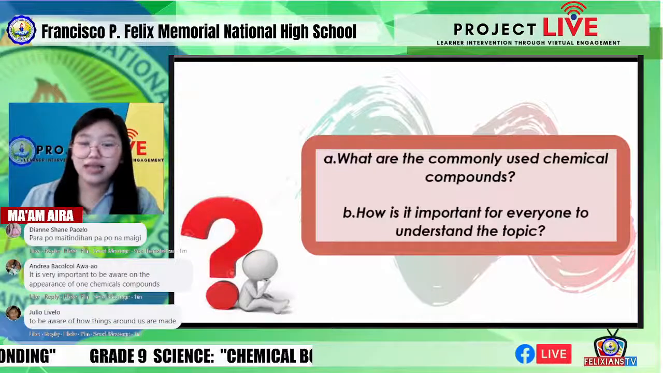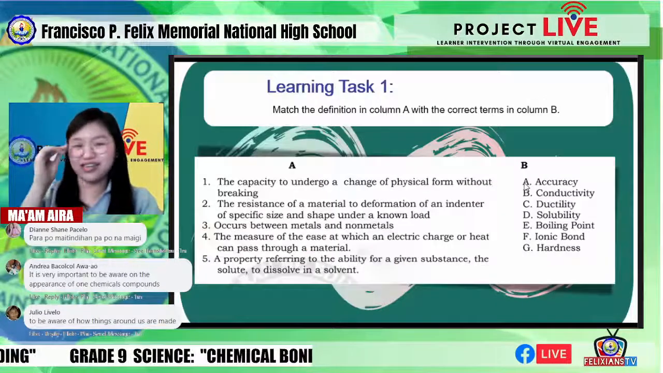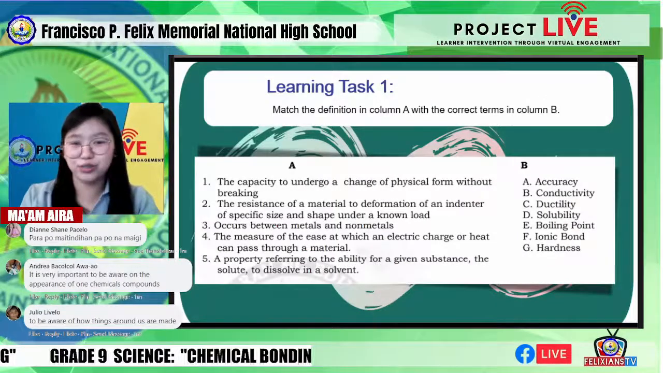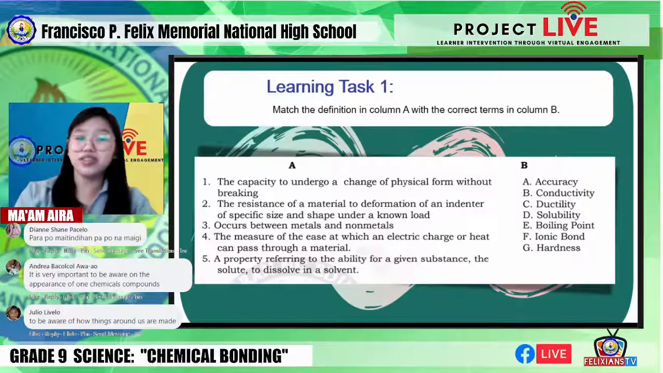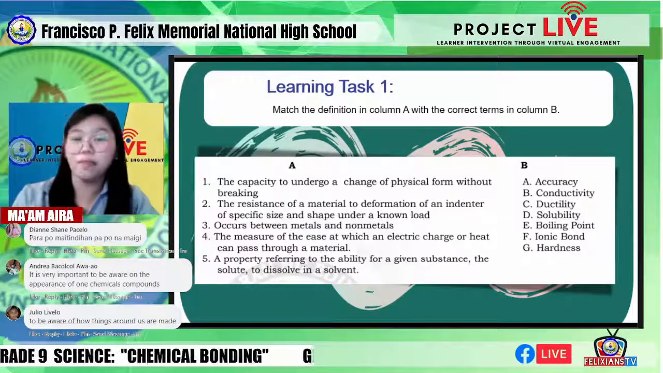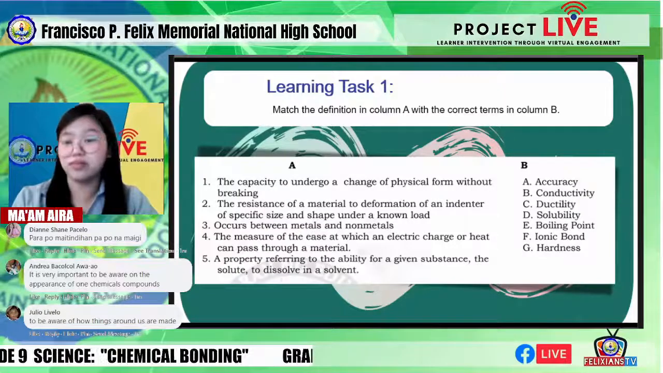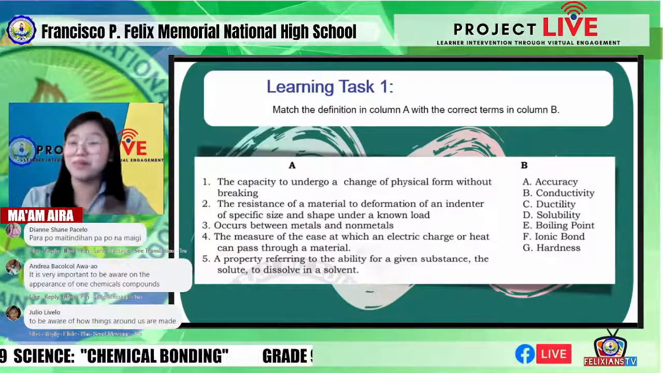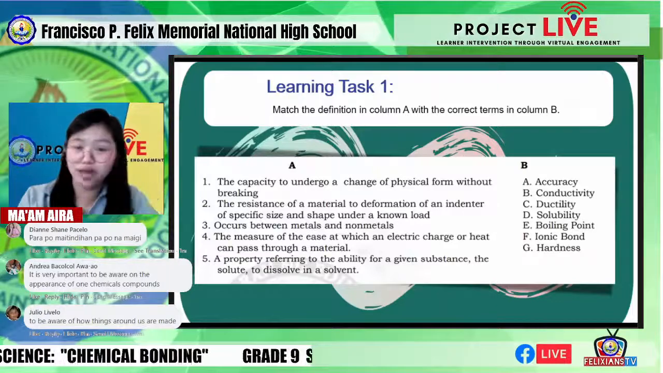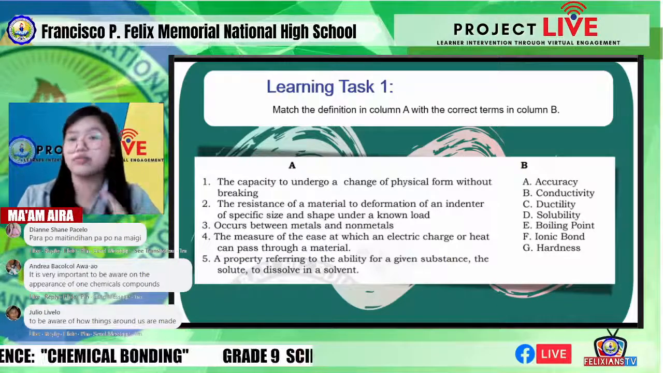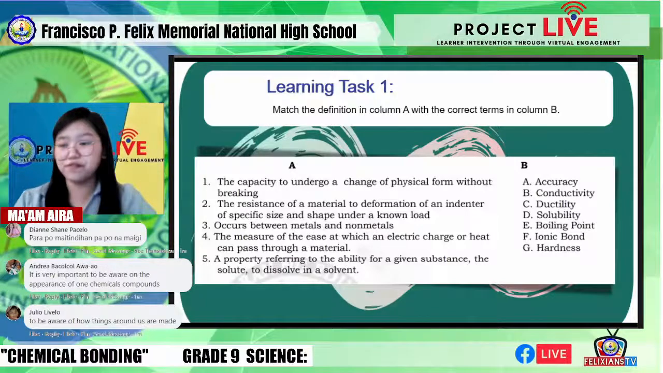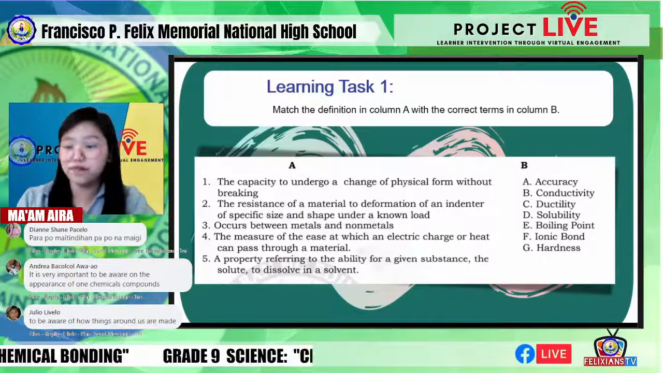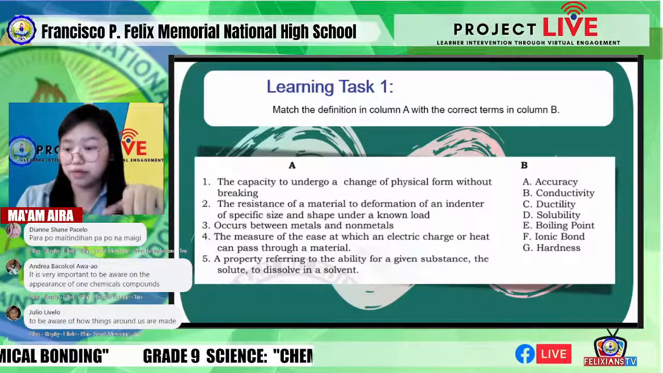Now we're down to the last part of our lesson this afternoon. So I have here your learning task number 1. Match the definition in column A with the correct terms in column B. Of course, hindi natin siya ima-match. Instead, you will write down your answers on the comment section. So you just write 1, then the letter of your answer, 2, letter of your answer, hanggang number 5.